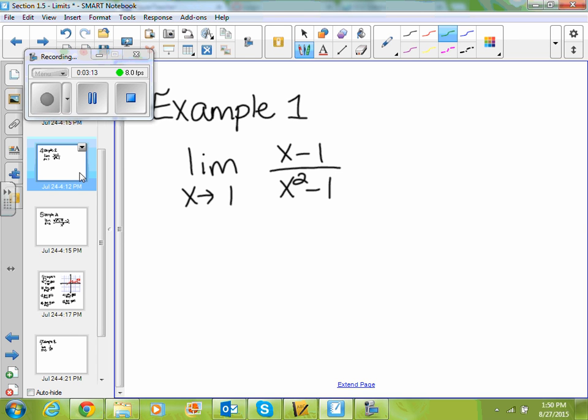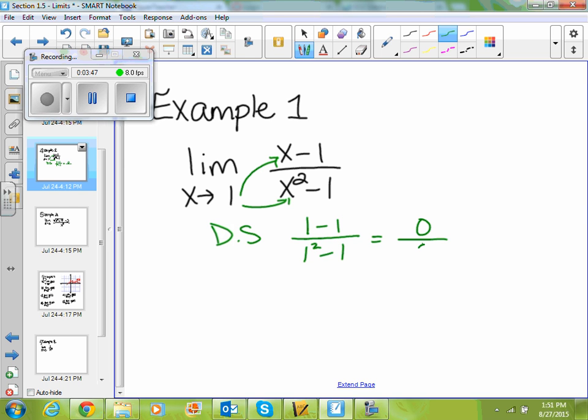Okay, so back at example 1. I'm asked to find the limit as x approaches 1 of x minus 1 divided by x squared minus 1. Right, so the first thing we want to try is direct substitution. So that just means that I'm going to plug in 1 everywhere I see an x. So if I did that, I would get 1 minus 1 divided by 1 squared minus 1. Okay, well 1 minus 1 is 0. 1 squared minus 1 is also 0. And you can't divide by 0, so I know that direct substitution doesn't work.